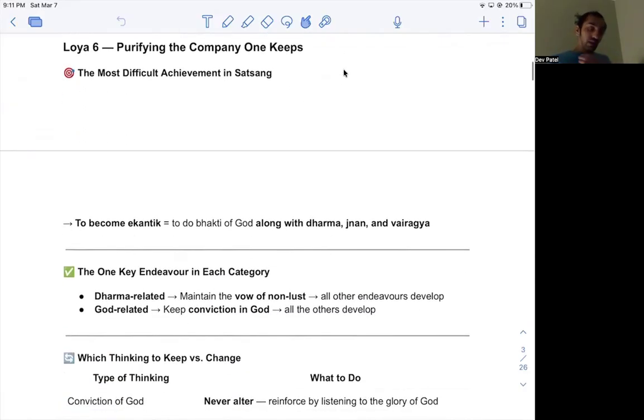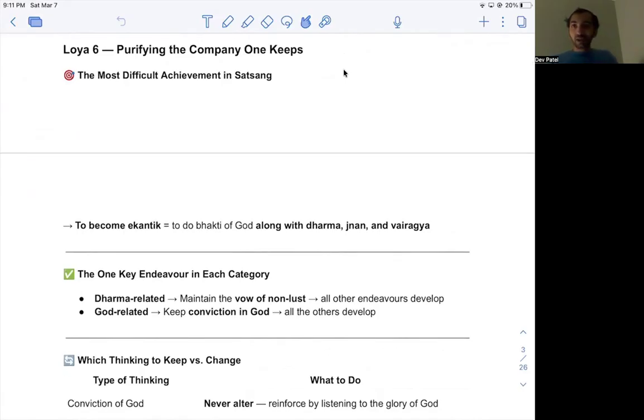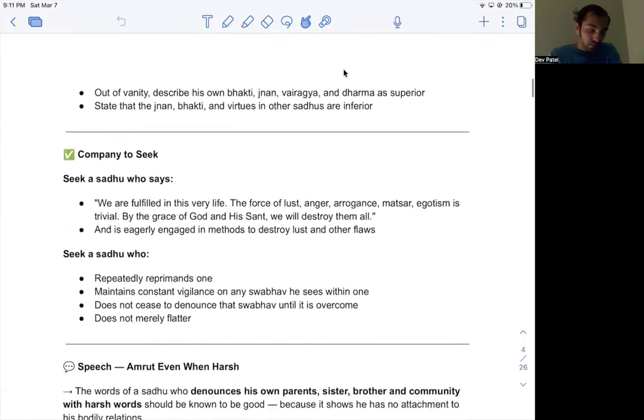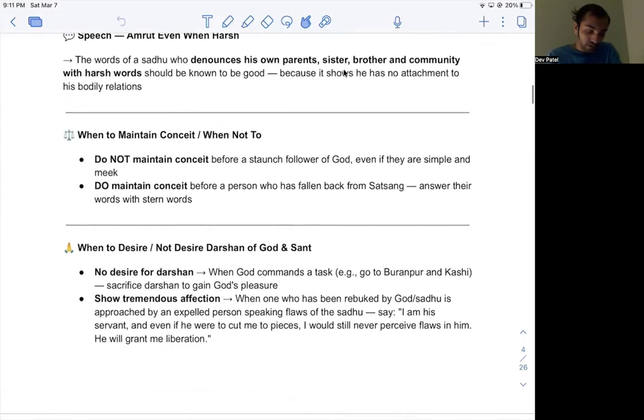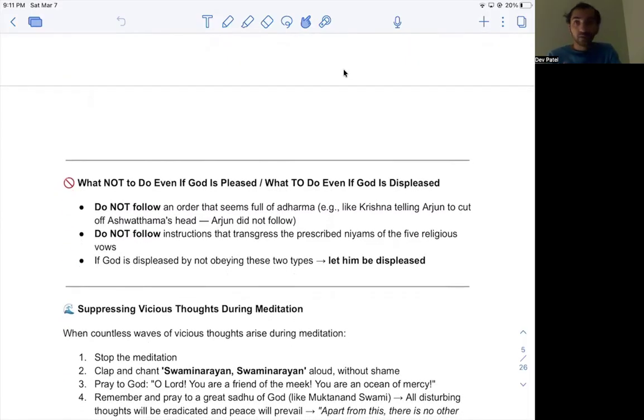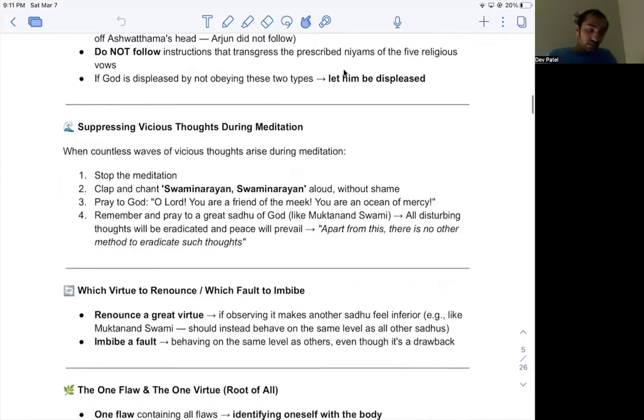Purifying the company one keeps. What type of sadhus should you keep company with, and what type should you not? The most difficult achievement in satsang is becoming an ekantic devotee of God. Also, what type of shastras should you keep company with and read? When you keep company of God, even when God is displeased, you still follow dharma. So do not follow an order that seems full of adharma. This is the example of Krishna telling Arjun to cut off Ashwatthama's head. Arjun did not follow it because it was adharma, even though God was displeased. That's the idea there.